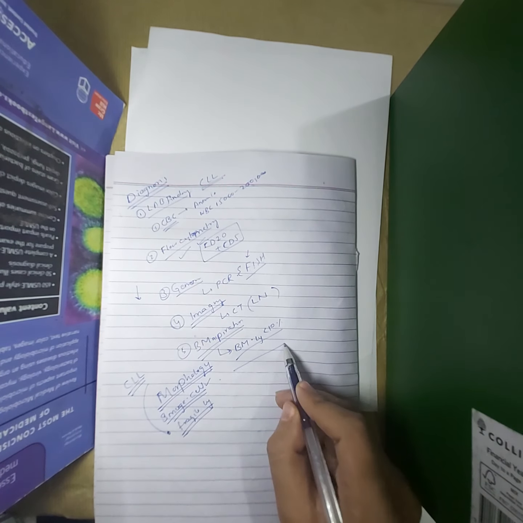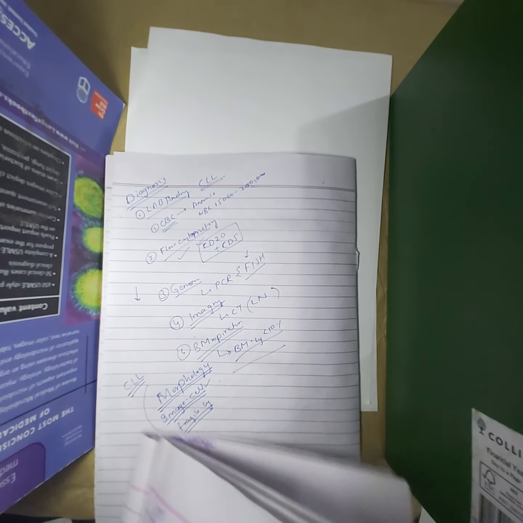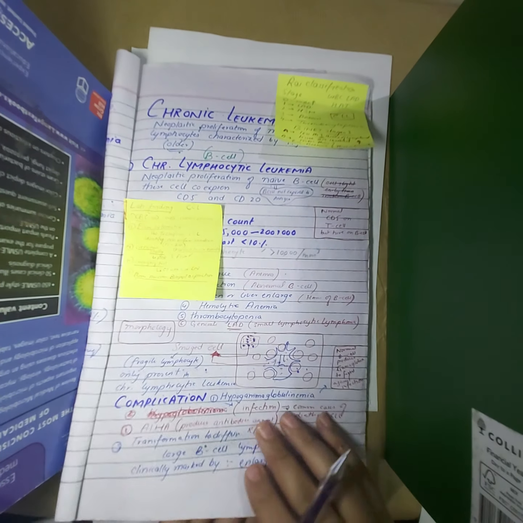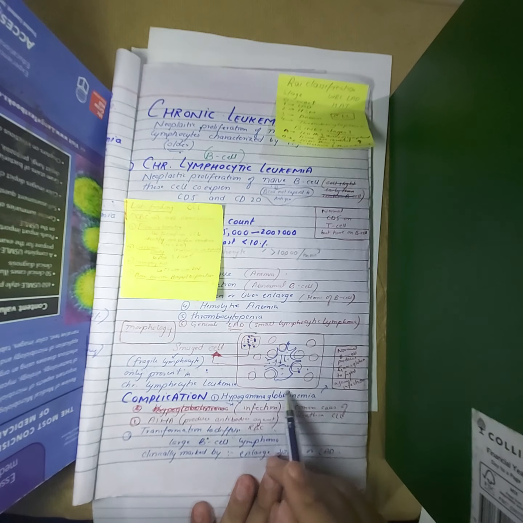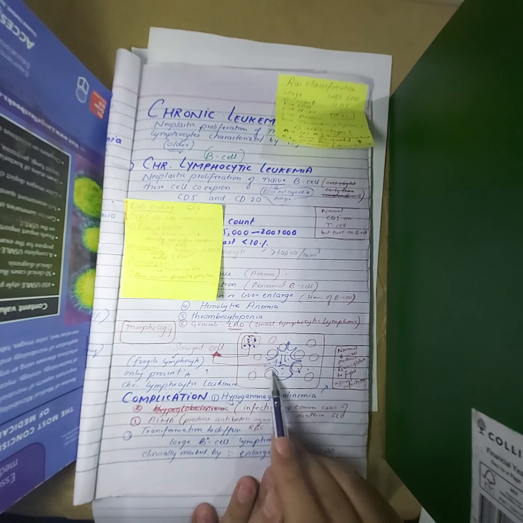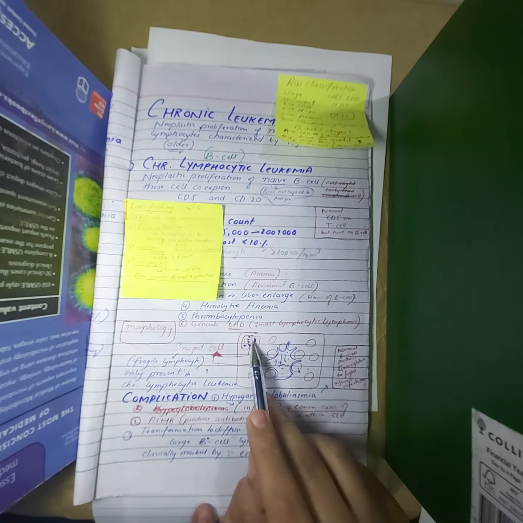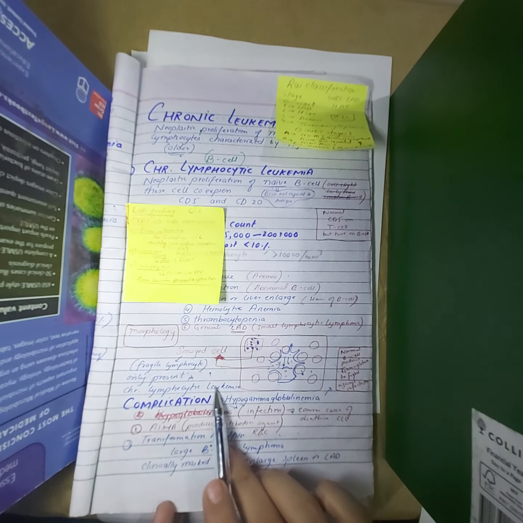How is a smudge cell presented? I will give you a diagram; these are the smudge cells. It will show a presentation of this type of smudge cell. They have different arms, okay, and they will only be present in chronic lymphocytic leukemia.